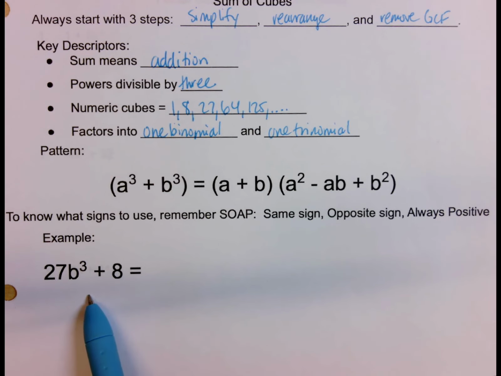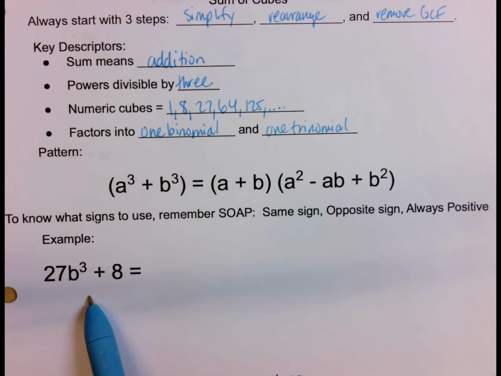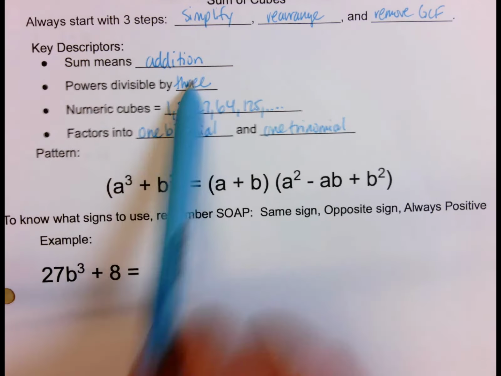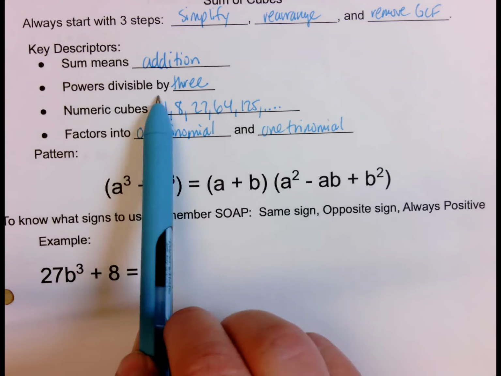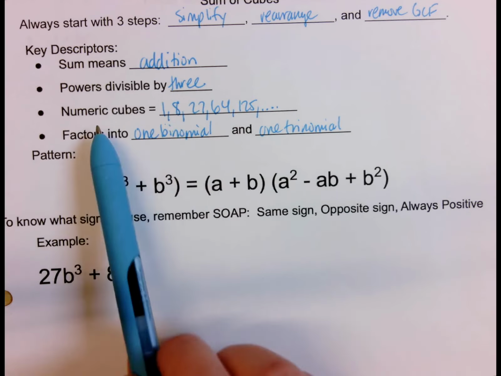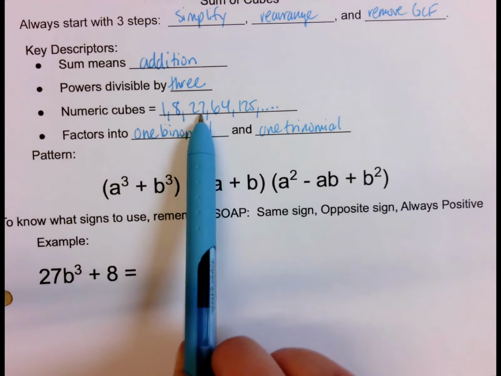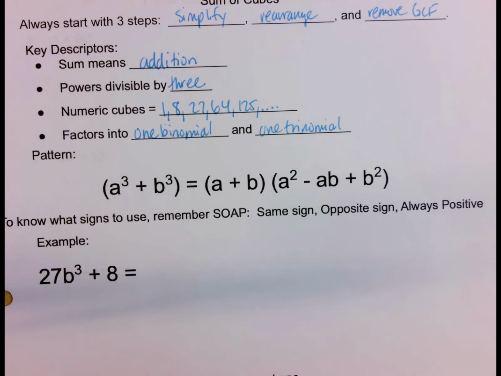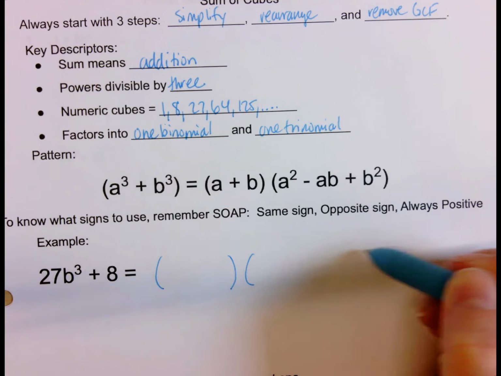All right. Now, we do need to check to see if this is a sum of cubes. So sum means addition. We got that. It is a binomial. We know that. The powers are divisible by 3. Okay, well, 3 is divisible by 3, so that's good. And then numeric cubes. We have a 27 and an 8. So 27 and 8 are both numeric cubes. So we know that this is a sum of cubes. So now we're going to split this into one binomial and one trinomial. So I'm going to go ahead and put my spots in.